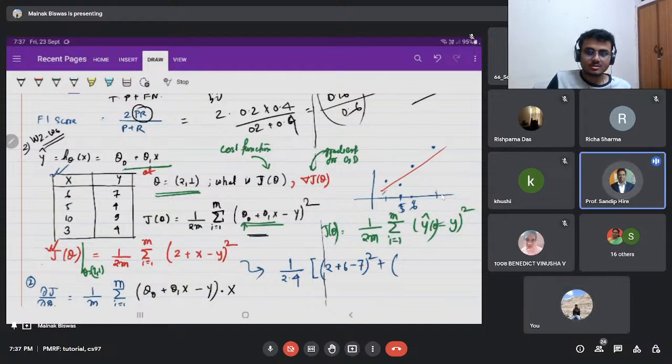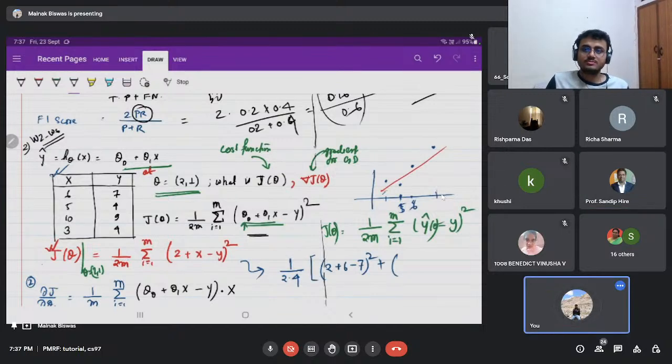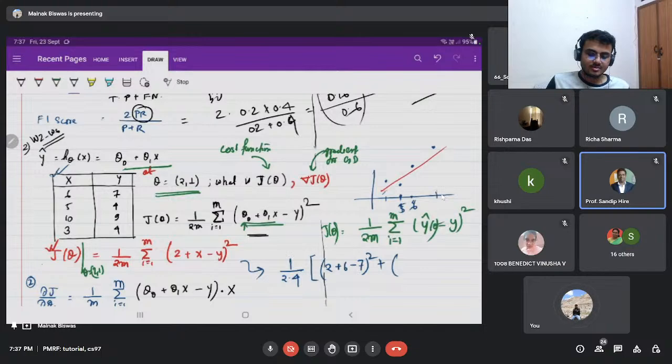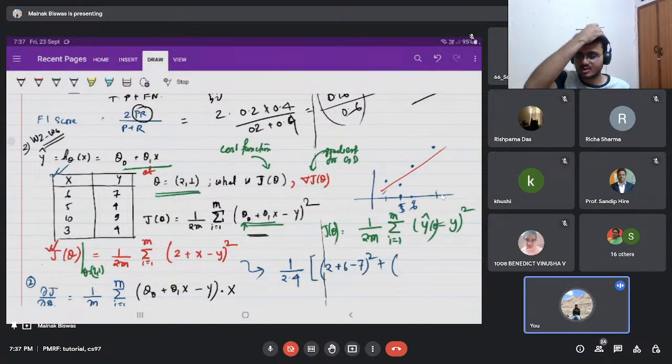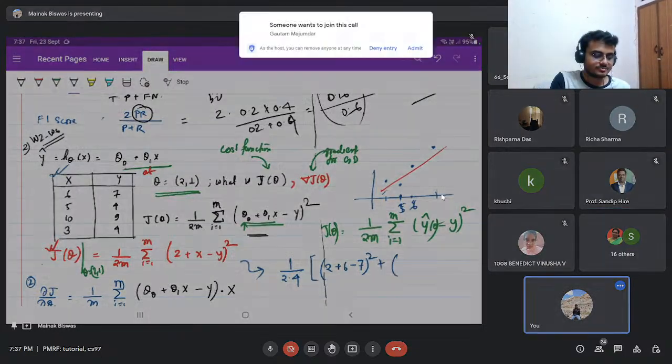Are we calculating mean absolute error? Yeah, mean square error, MSE loss. Mean square, okay. Mean square error. Mean absolute does not make any sense here. Mean square is always a positive number.